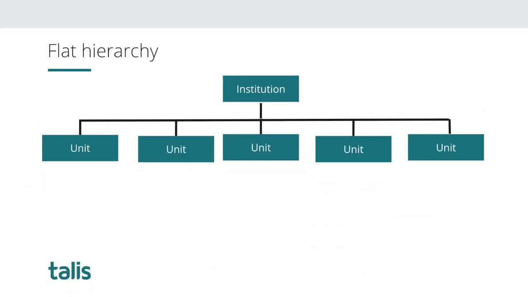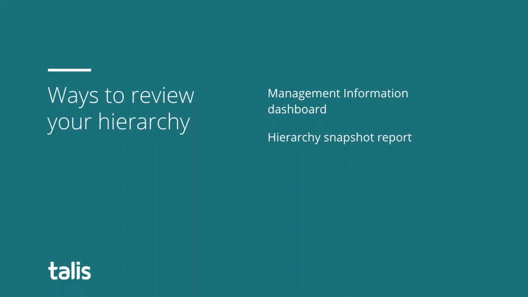So that was the multi-level. This is a flat hierarchy. And this is what I was talking about before in terms of just the institution node. And then below that, you've got your units or courses or modules or whatever you want to call them. Ways to review your hierarchy. So you've got your management information dashboards, which give you a high-level summary. And you can also look at your hierarchy snapshot report, which gives you more detail about the connections and that sort of thing.